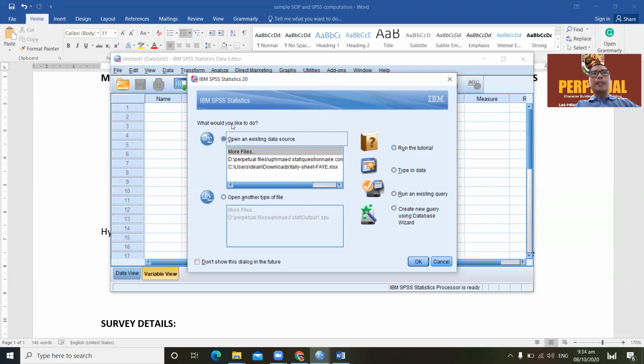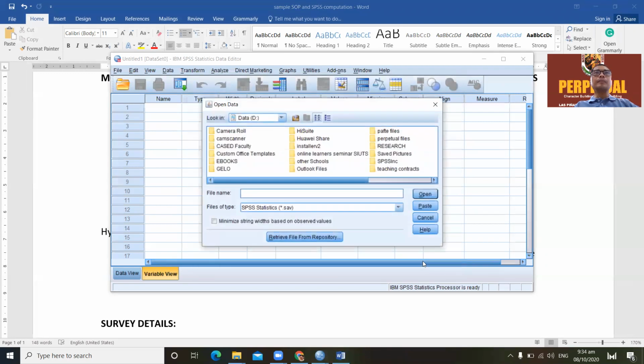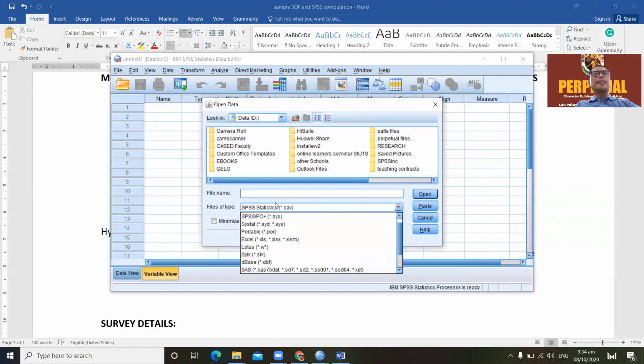What you need to do is open an existing data source, which you saved. You click OK in there, and it would ask you to find the data file that you have, the tally sheet that you encoded. Just click here the file type. Rather than SPSS format, you try to click and look for the Excel format.